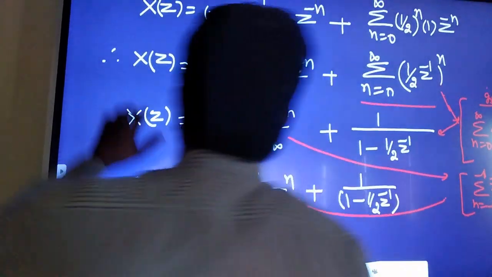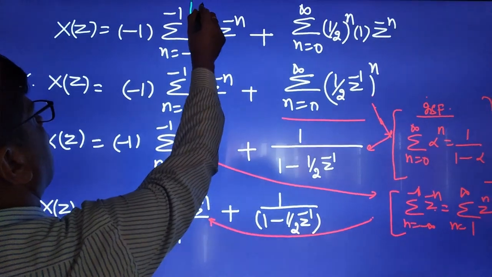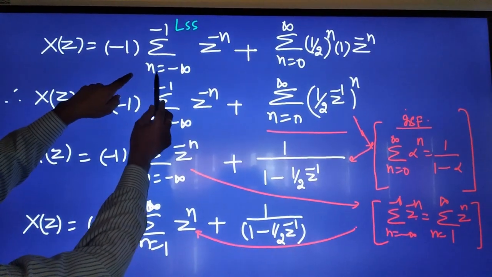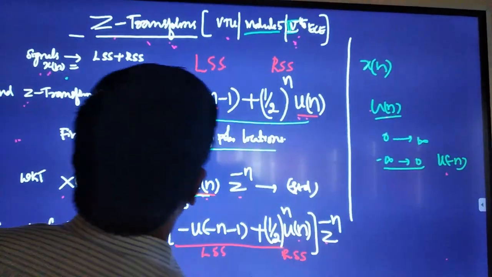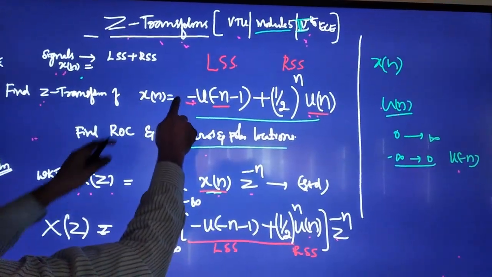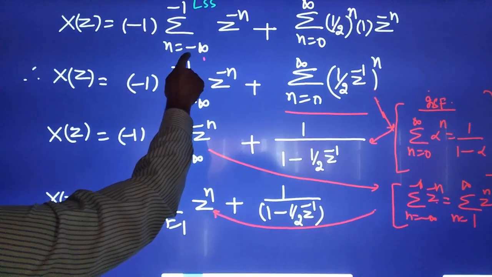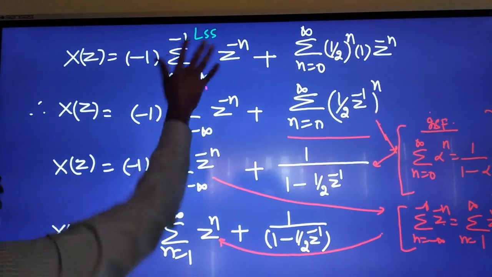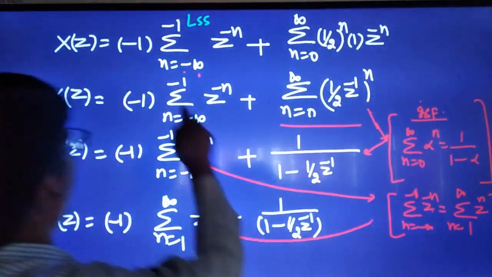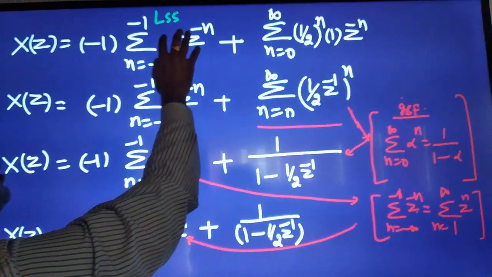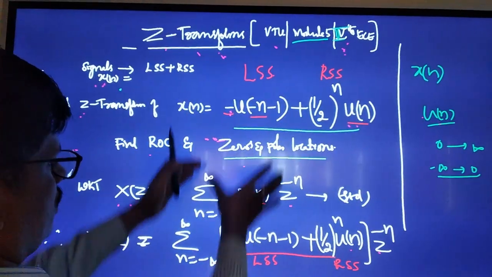Now the problem is easy, it's over with this background. Let us go for the Z transform now. X of z is equal to, first, the left-sided sequence, LSS. From where to where does it start? It starts from n equal to minus infinity to minus 1. Because this is LSS, the summation varies from minus infinity to minus 1. Amplitude is minus 1. Therefore, minus 1, summation from minus infinity to minus 1, into z to the power minus n. That is the formula.